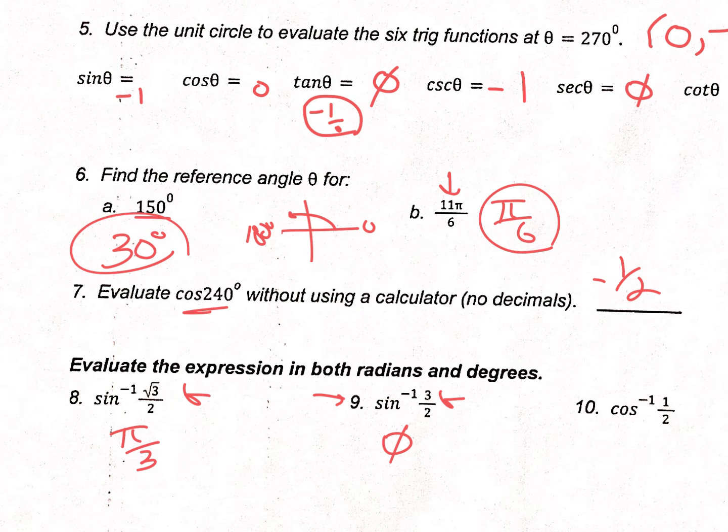And the last one says where is cosine 1/2? Cosine is 1/2. Find the first quadrant. It's at pi over 3. And there you have it.